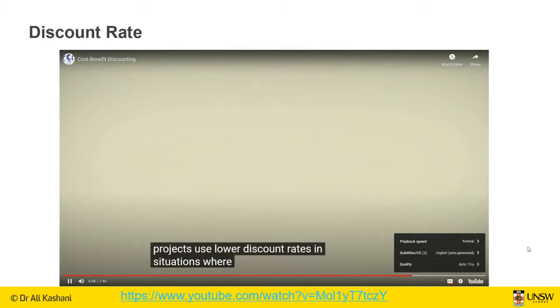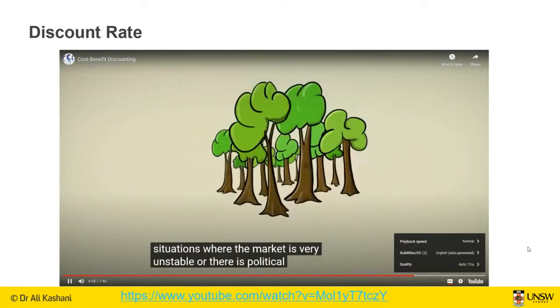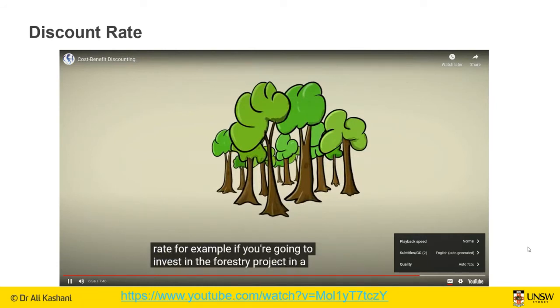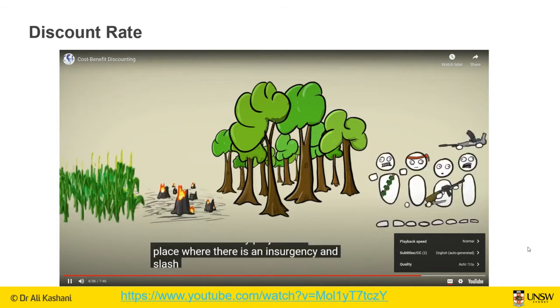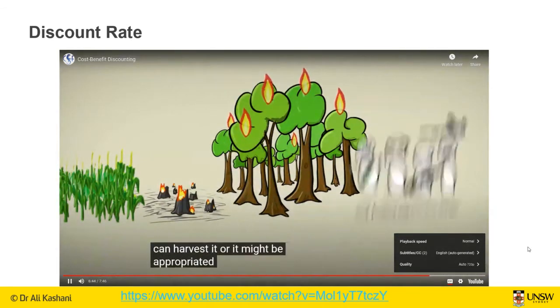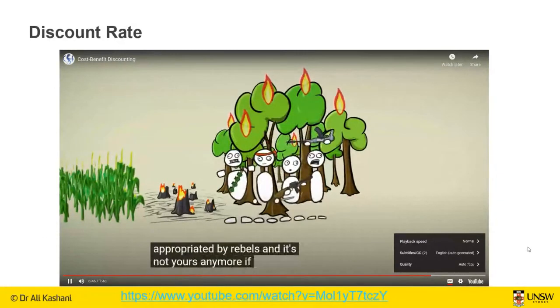In situations where the market is very unstable or there is political unrest, you might have to use a higher discount rate. For example, if you're going to invest in a forestry project in a place where there's an insurgency and slash and burn farming nearby, you're going to want a bigger return from the forest to offset the fact that this whole thing might burn down before you can harvest it, or it might be appropriated by rebels and it's not yours anymore. If the bank or investors feel this is a risky investment, they will expect a higher return, and the discount rate must be higher to account for this.